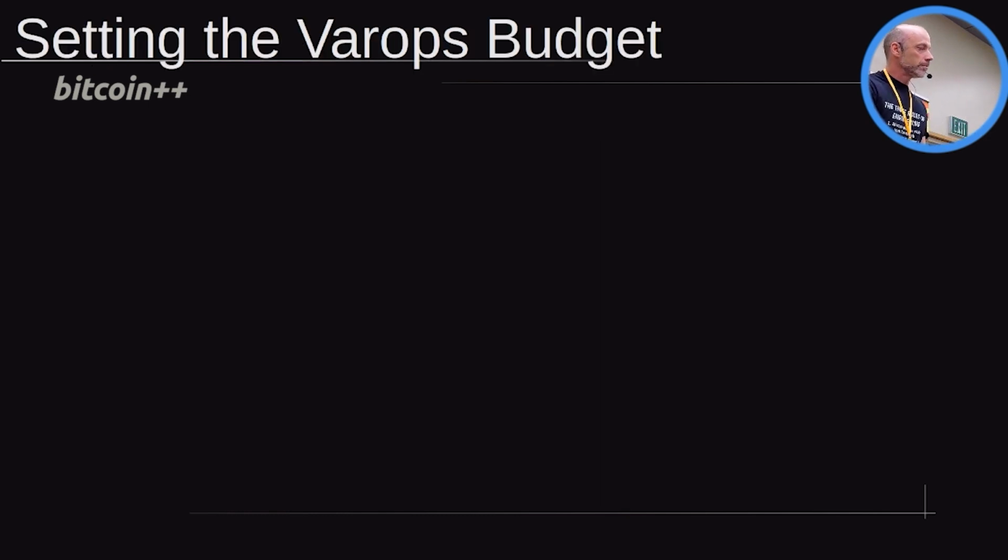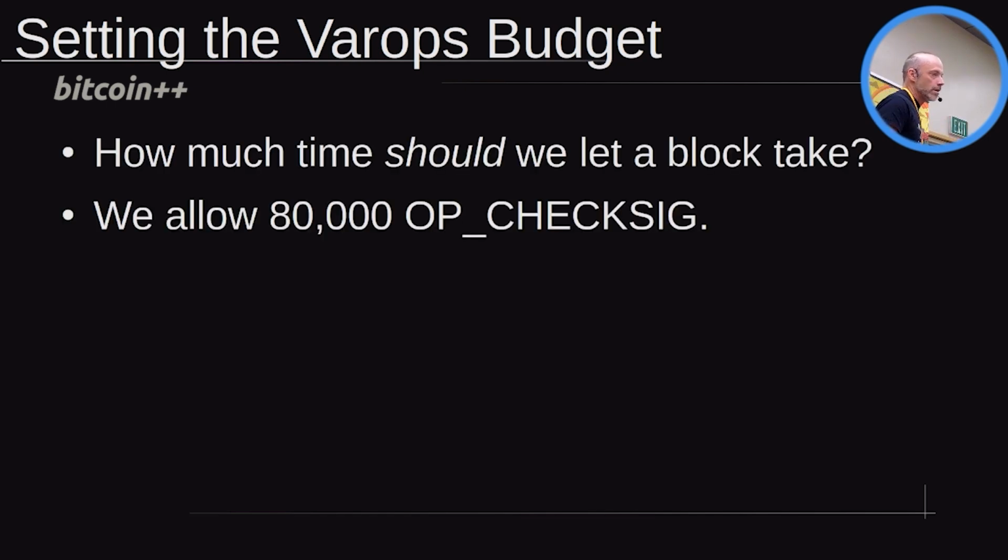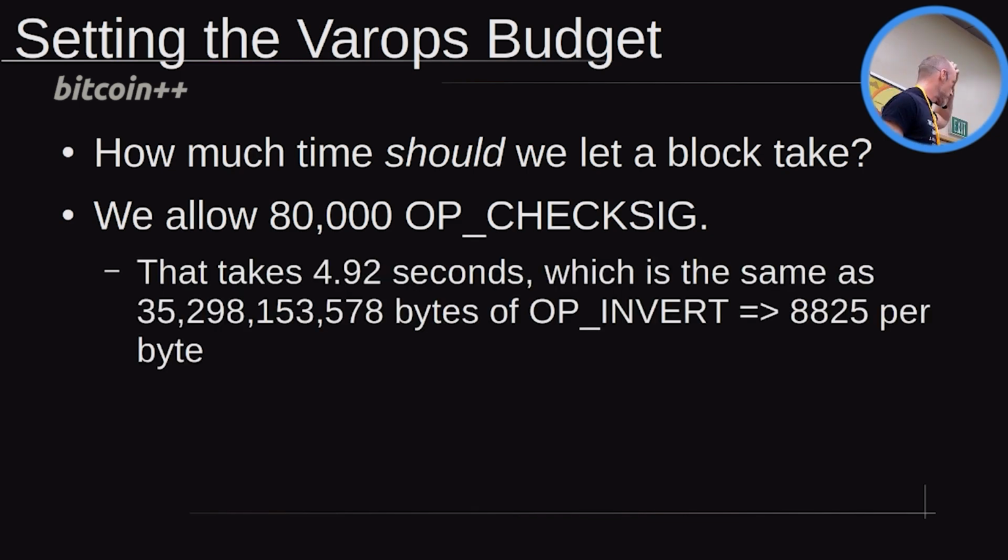OK. We've got our VOPS things now. We know a cost for every thing that we could do in script, and we've used it to free us from the shackles of small size limits, right? But we didn't actually discuss how much budget I get. How much budget do I start with that I'm going to take this from? How much VOPS budget do you get per byte? That is actually not a trivial question to answer, but we do allow 80,000 objectives per block, right? How long does that take? Well, on my laptop, it takes 4.92 seconds.